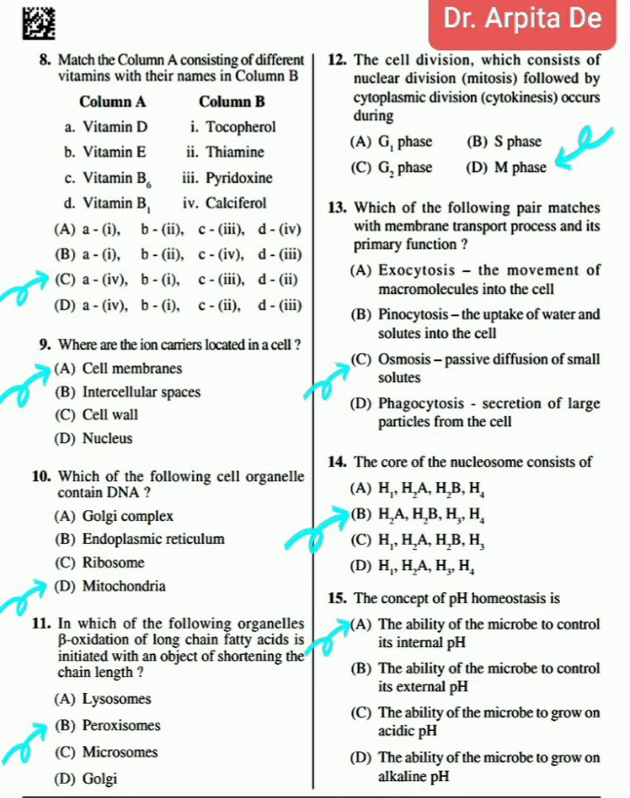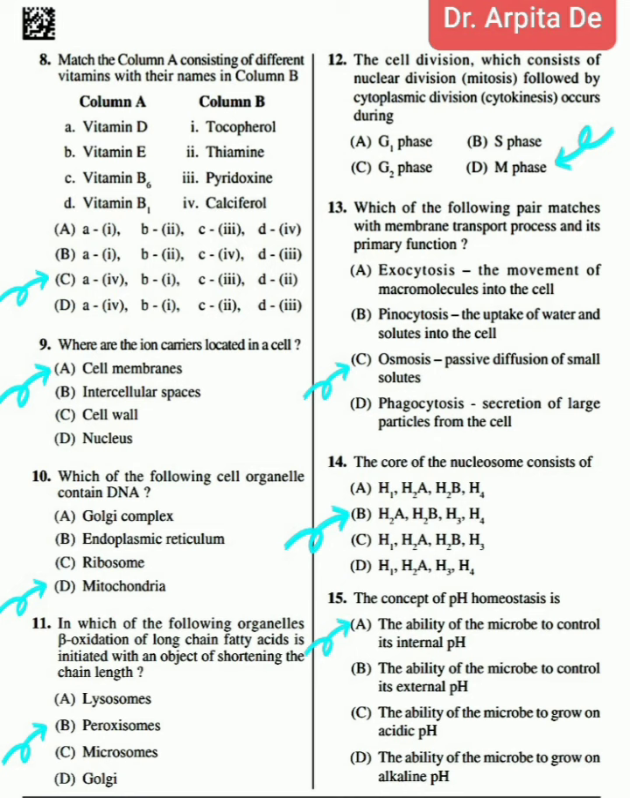Vitamin D is known as calciferol. Vitamin E is known as tocopherol. Vitamin B6 is known as pyridoxine and B1 is known as thiamine. So this matches with option C.